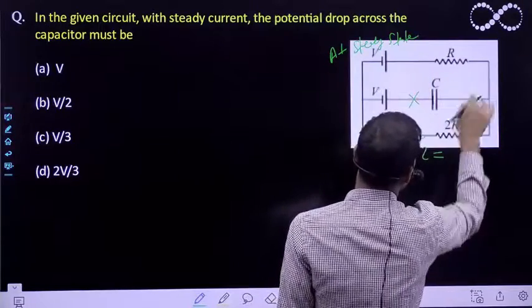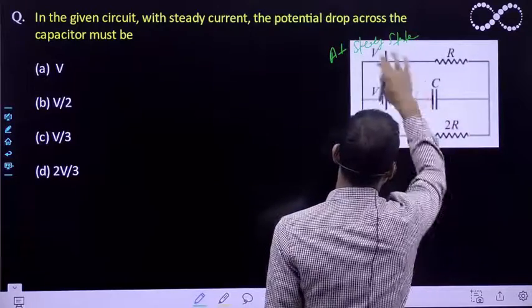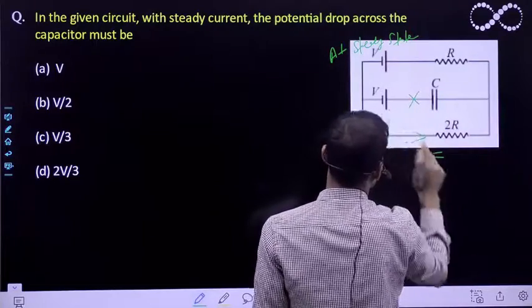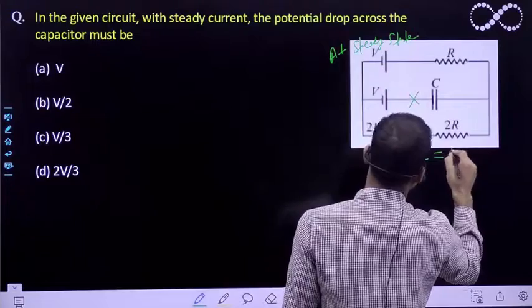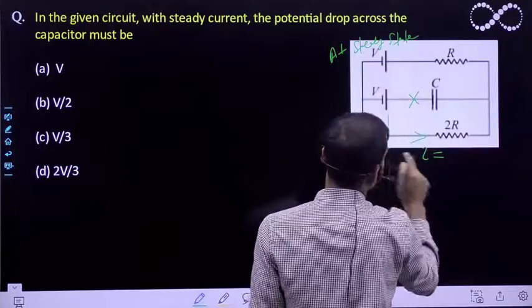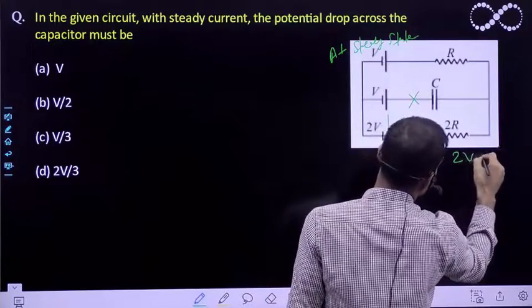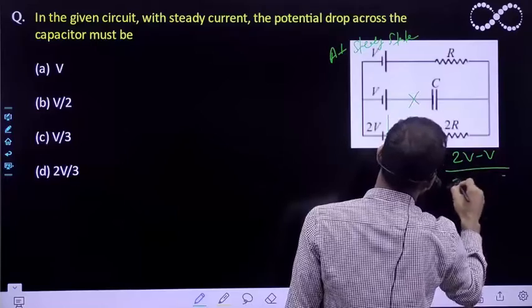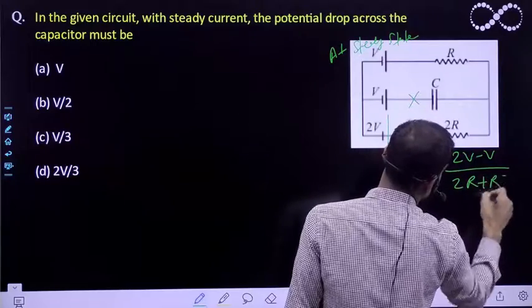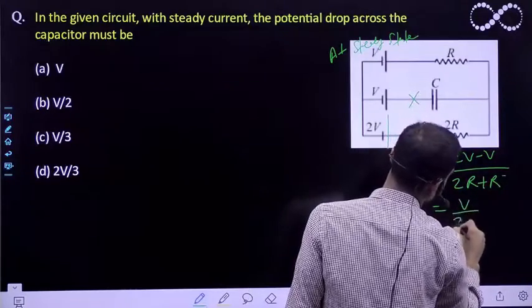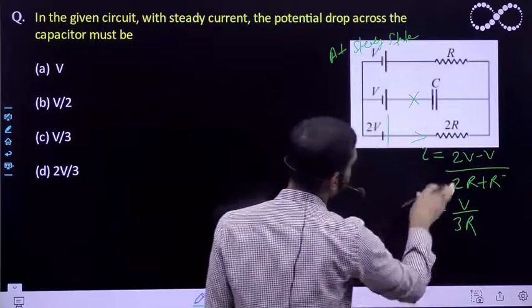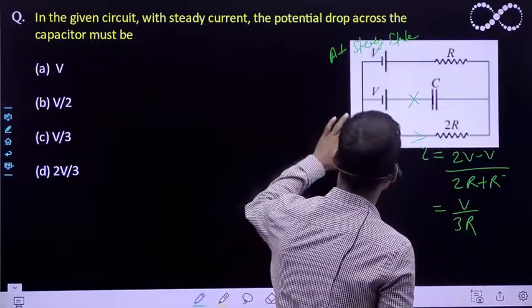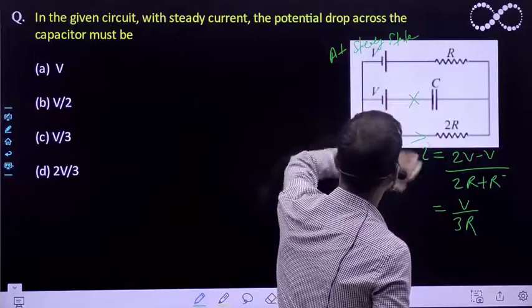2V. Total resistance is 3R, and the potential difference will become 2V. So that will become right, and both are in opposite polarity. So this will become 2V minus V upon 2R plus R. So that becomes V upon 3R. So this is the value of I there, right? Okay. Now I need to find the potential difference across this.